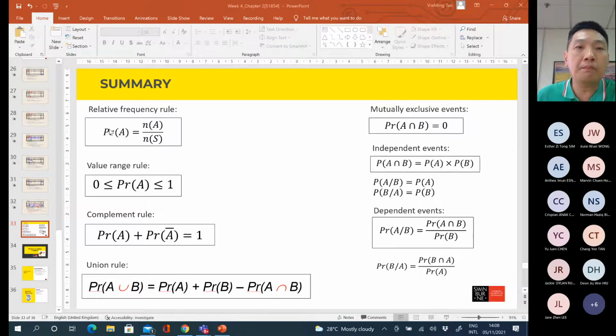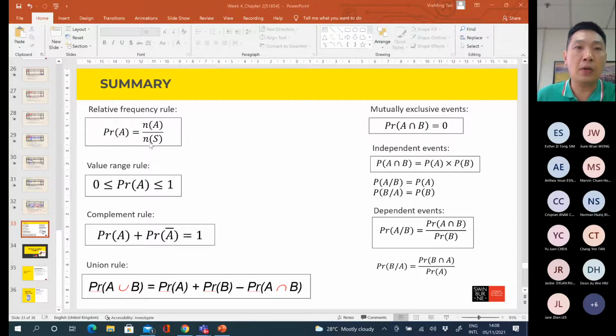If you want to calculate the probability of event A happening, what formula can you use? You can use the relative frequency rule formula. The formula is P(A) equal to NA divided by NS. NA refers to the number of elements, the possible outcomes, from event A, divided by the number of elements in the overall sample space, which we call NS.